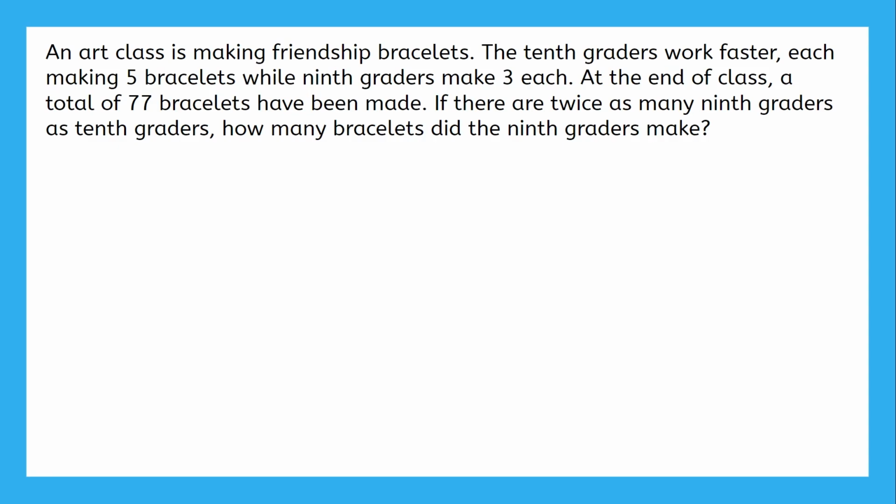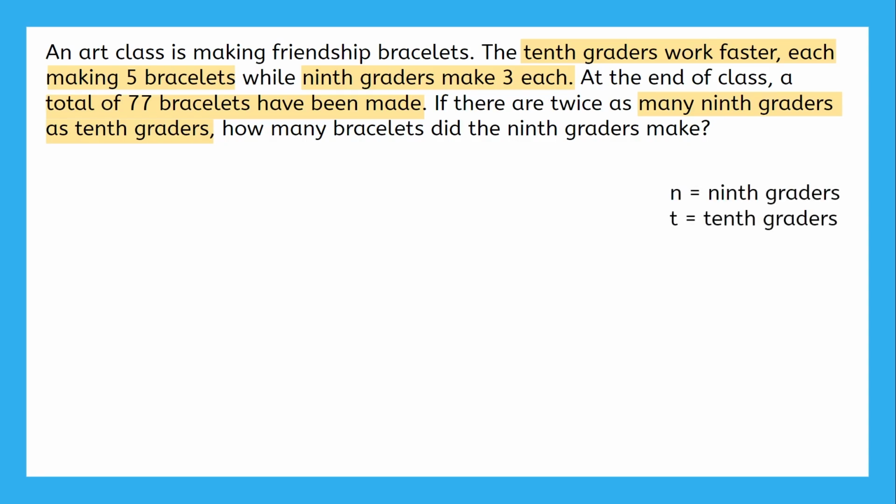First, what information do we know? We know 10th graders made 5 bracelets each, and 9th graders made 3. The total number of bracelets made was 77, and there are twice as many 9th graders in the class. So what information are we missing? We don't know how many 9th and 10th graders are in the class. If we had that information, we could easily find out how many bracelets the 9th graders made.